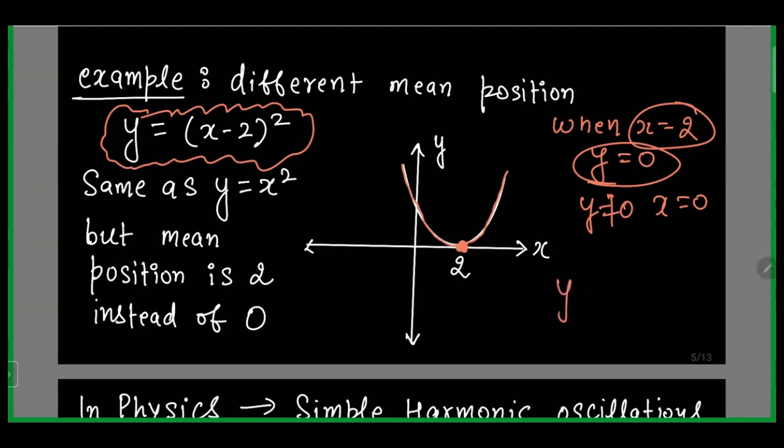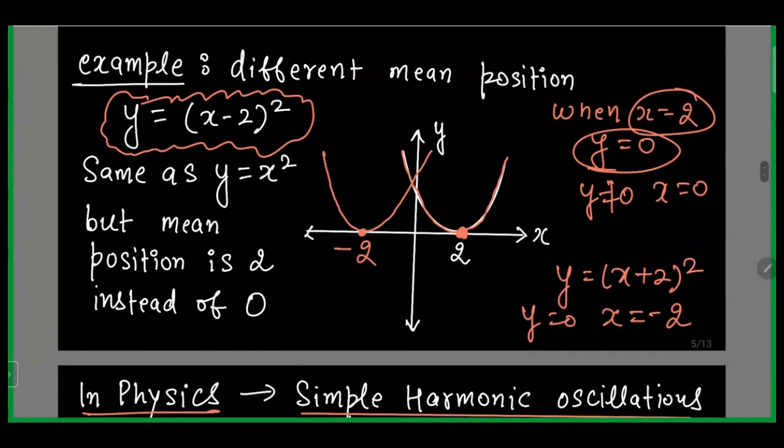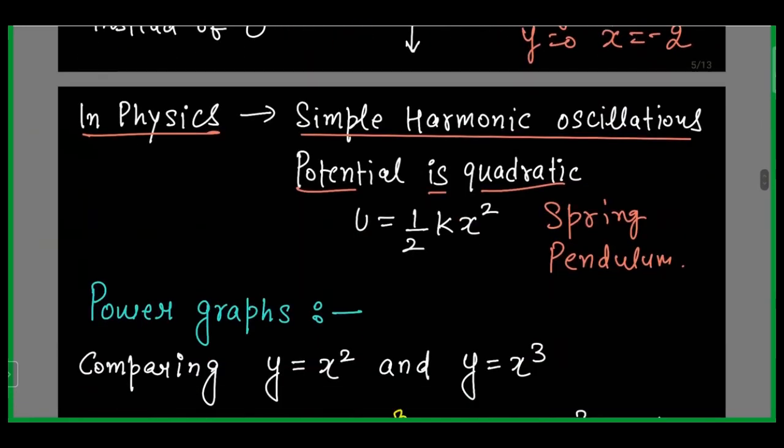Let's say I give you y equals to x plus 2 whole square. Then what will happen? Your y will become 0 at x equals to minus 2. So now your mean position is minus 2. So this is your mean position, and your graph will be like this. Okay. So I hope that you understood this concept, how the graph can be plotted if instead of x square, it is x minus a whole square or x plus a whole square. Okay. So this was all about quadratic graphs.